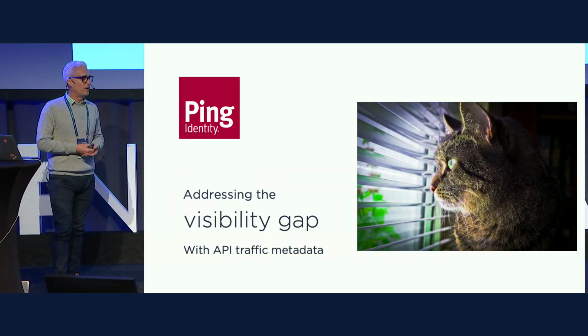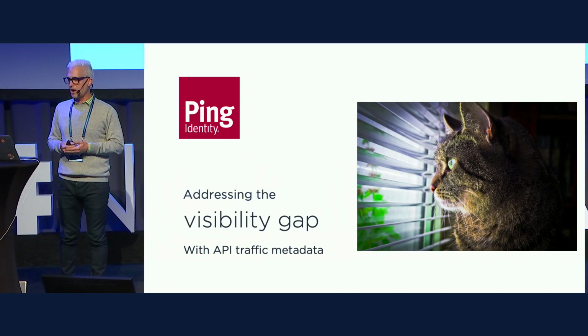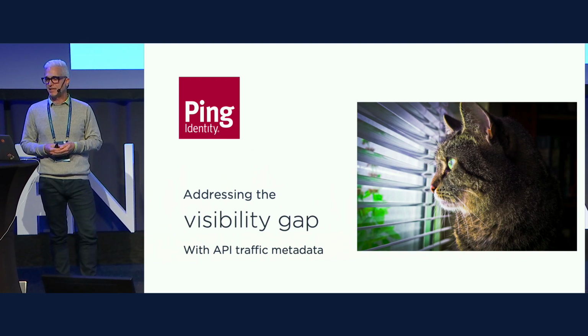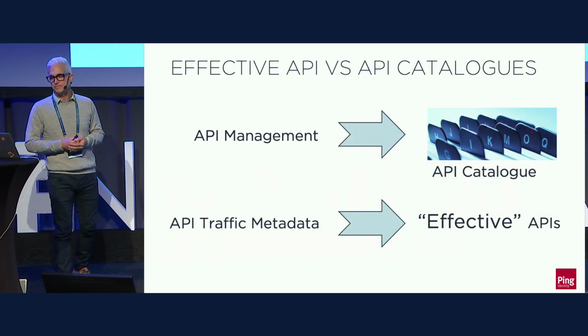So I've described an API visibility gap, a security gap. Now let's talk about how API traffic metadata is going to help you address these two problems. Starting with the visibility gap.